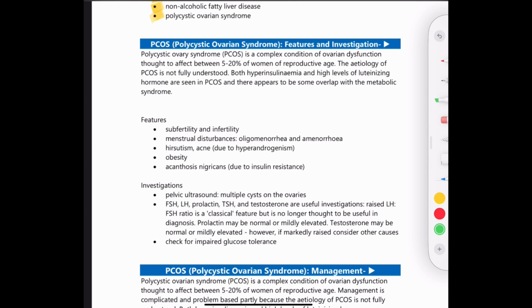Now, guys, what is PCOS? PCOS is a complex condition of ovarian dysfunction thought to affect between 5 to 20% of women of reproductive age.